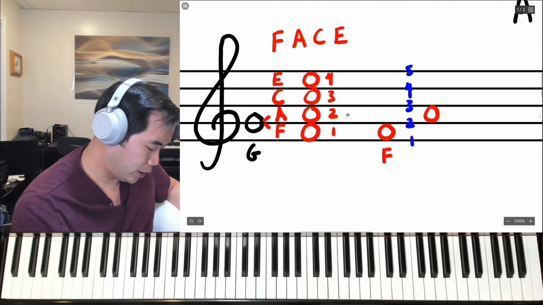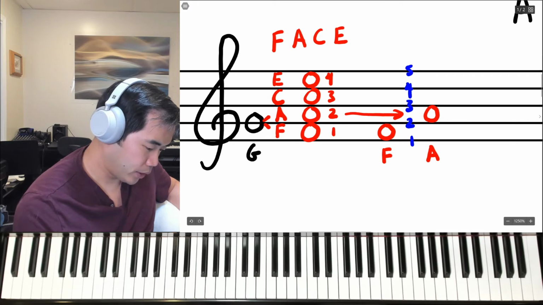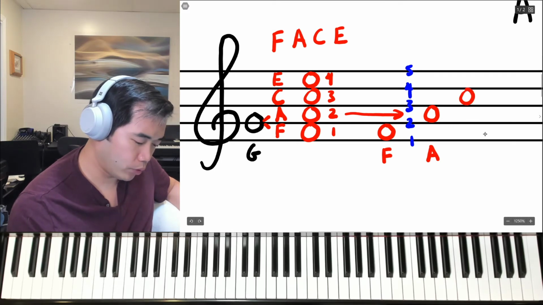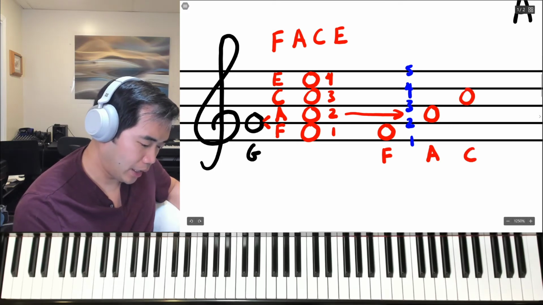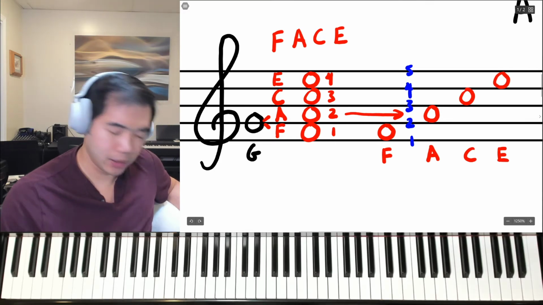If it's between the second and third line, well, that's going to be the note A. If the note is between the third and the fourth line, it's going to be the note C. And if it's in between the top 2 lines, it'll be the note E.